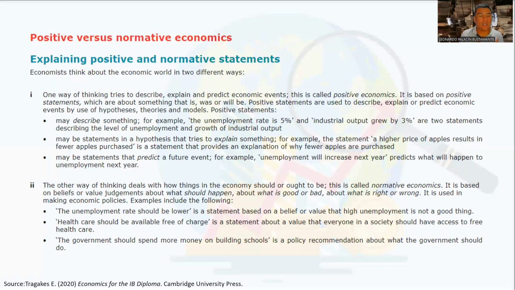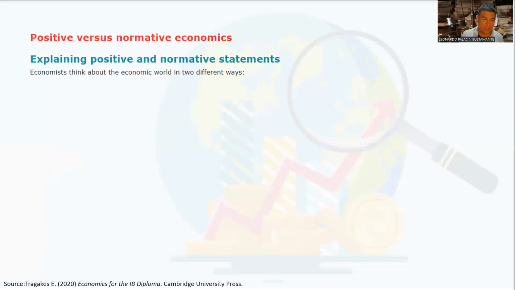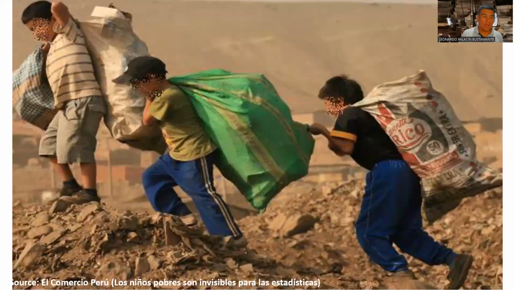So let's go back to the example given at the beginning. And if you say the level of informality is higher in my country, this is an example that tends to be more objective.